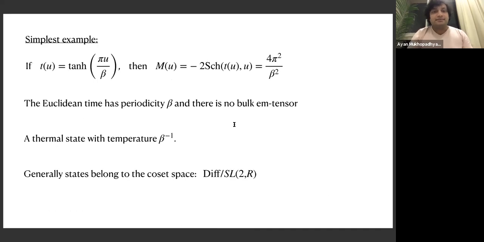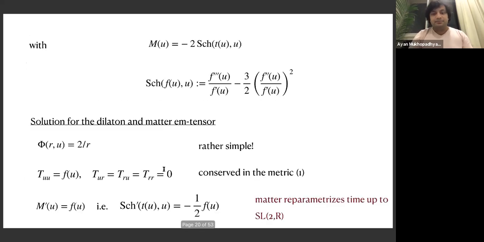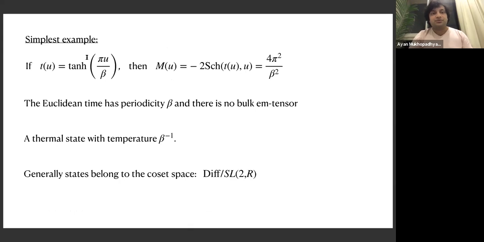So let us take a very simple example. The simplest example is when f of u is 0. In that case, the Schwarzian has to be a constant. And the most general solution up to SL2R is that t of u is nothing but tanh of pi u by beta. And this beta essentially determines the mass, because the mass should also be a constant, being a Schwarzian derivative of t of u, and it's 4 pi squared by beta squared.